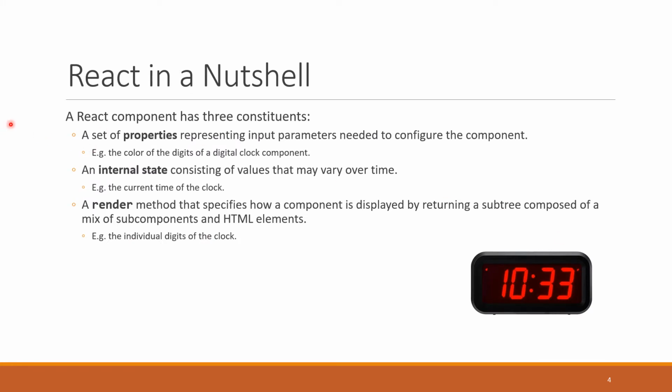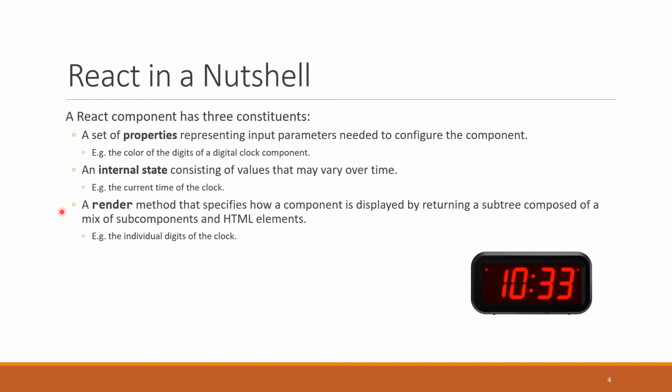Okay, so React in a nutshell: a React web application consists of React components, and each such component has three important constituents. A set of properties, which can be thought of as input parameters that are used to configure the component, an internal state, which may change over time, and a render method that specifies how this component should be displayed in the browser. And it does so by returning a combination of other components and HTML elements.